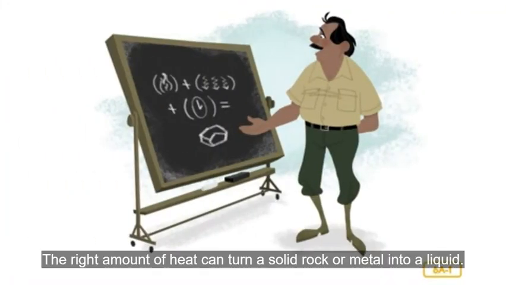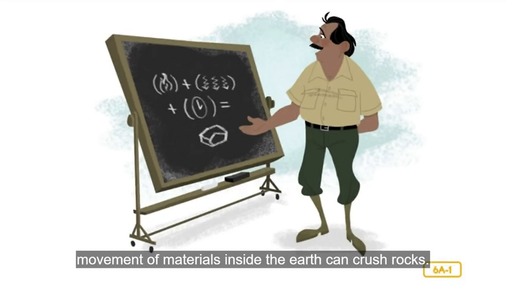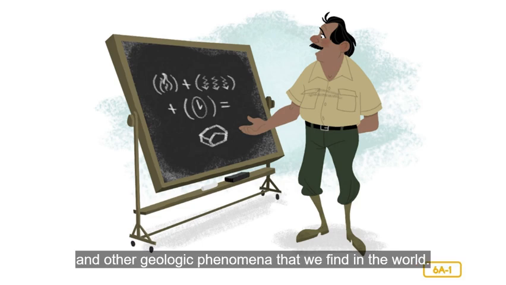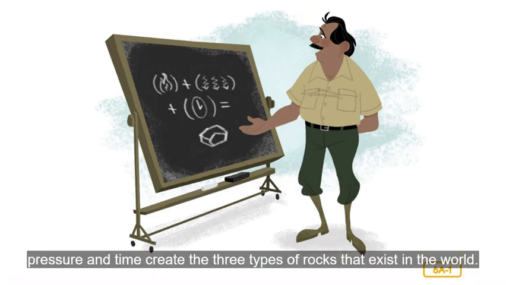The right amount of heat can turn a solid rock or metal into a liquid. Pressure from the weight of the earth and movement of materials inside the earth can crush rocks. Over time, the effects of heat and pressure create the rock formations and other geologic phenomena that we find in the world. Working together, heat, pressure, and time create the three types of rocks that exist in the world.